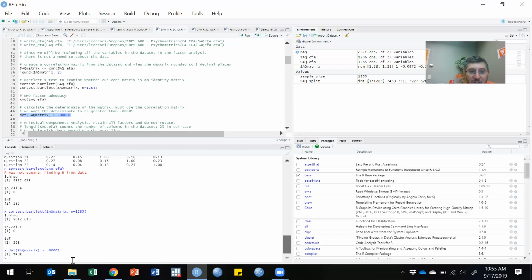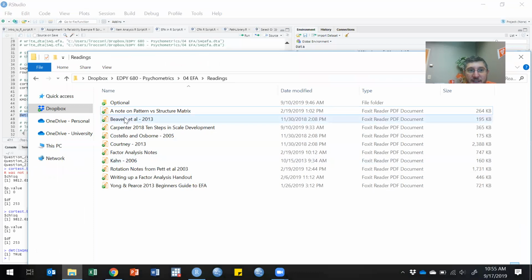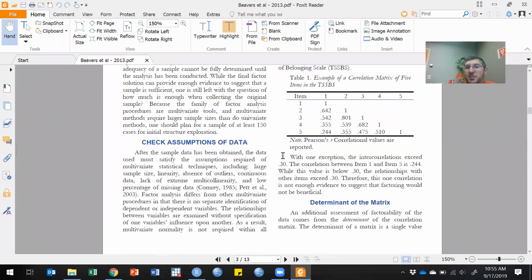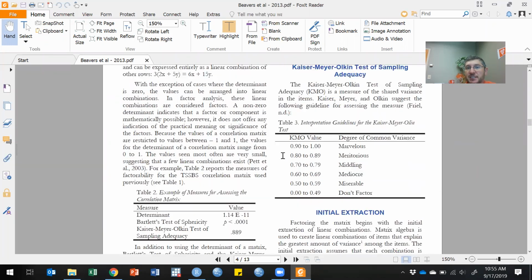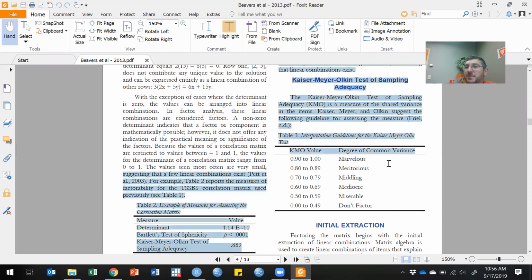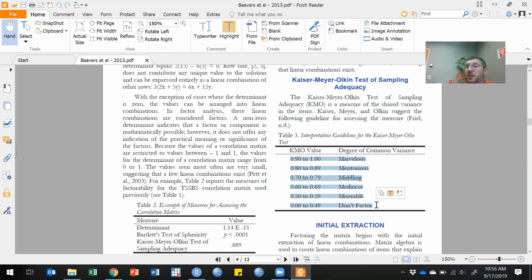I shouldn't have closed that Beavers article. She gives some good, you can see. So here we go. The Kaiser-Meyer-Olkin measure of sampling. So here's some general rules of thumb. If our KMO is 0.9 to 1, they say it's marvelous. 0.8 to 0.9, it's meritorious.